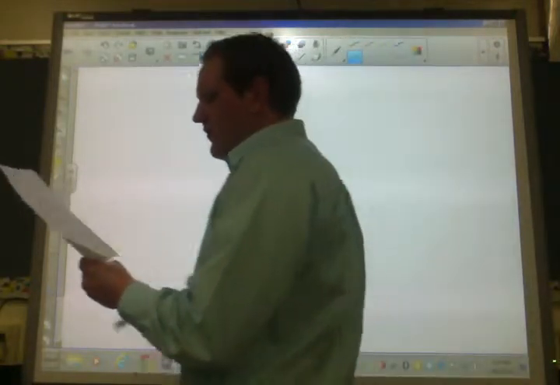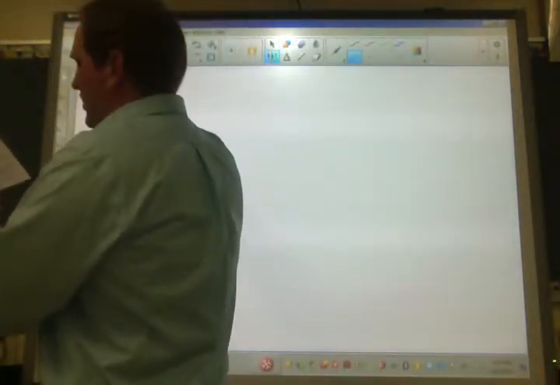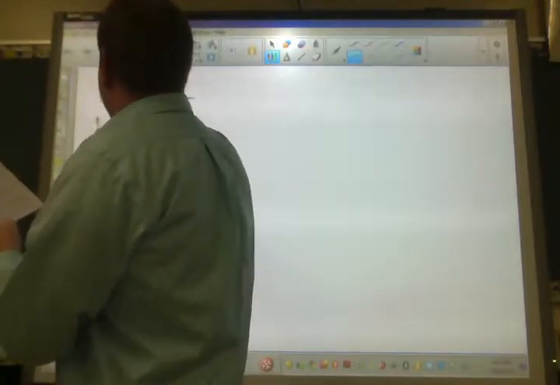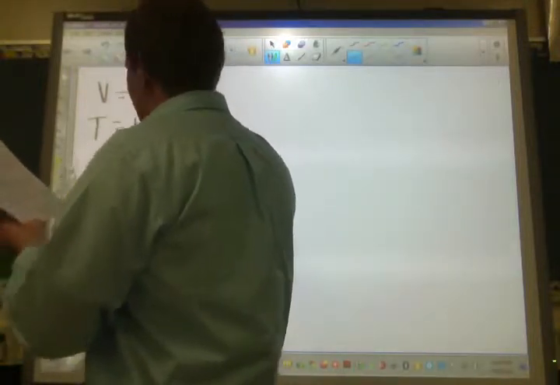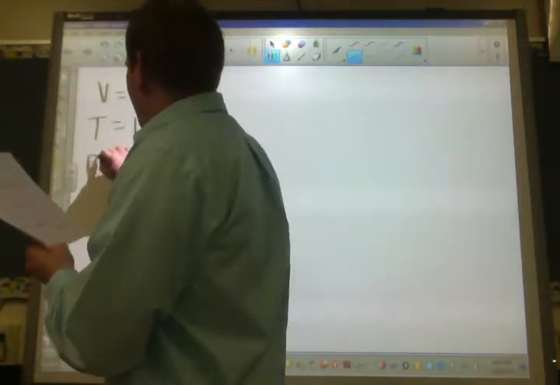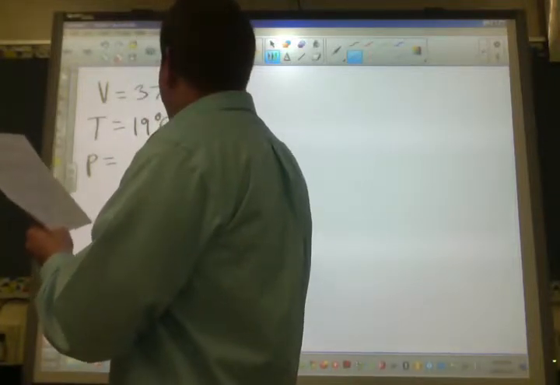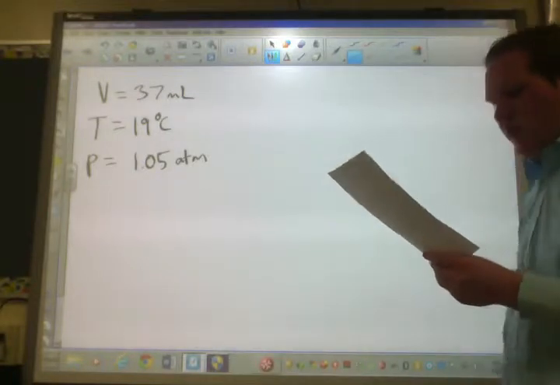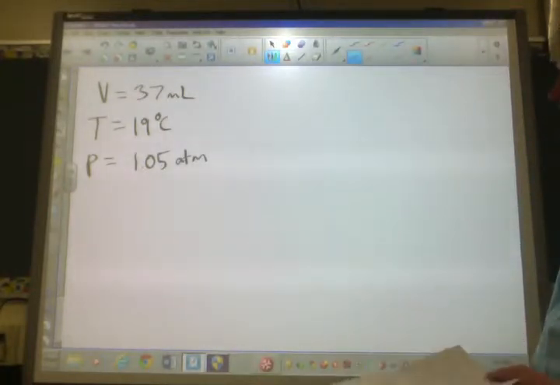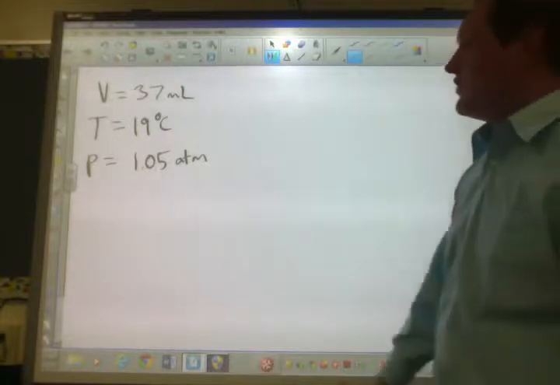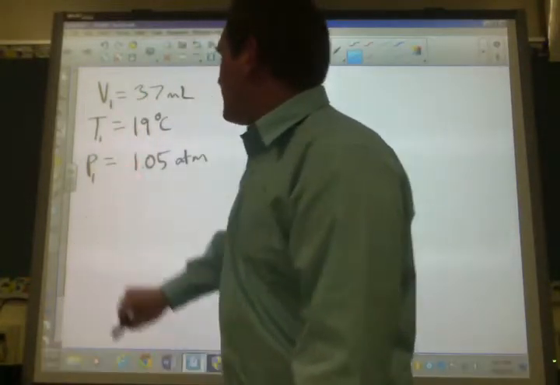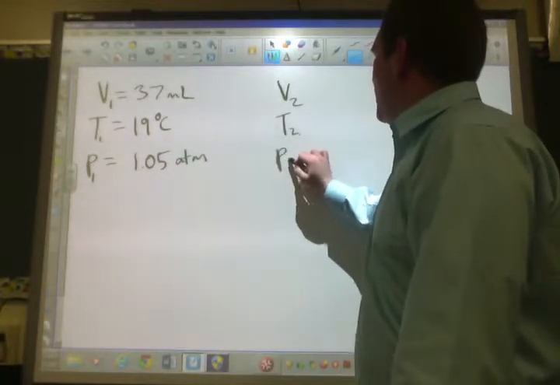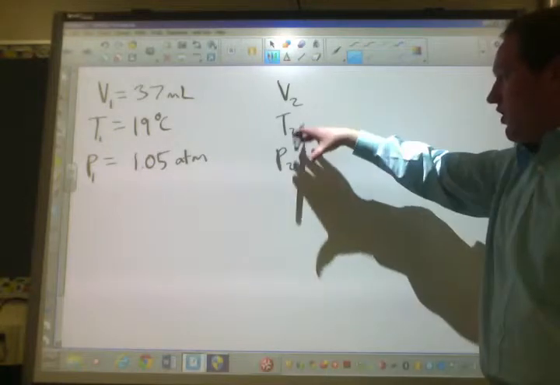Okay, so anyway, the volume is 37 milliliters. The temperature is 19 degrees Celsius, and the pressure is 1.05 atm. And what I want to do is compare this to the conditions that would exist at STP. So really what I'm doing is I'm saying if the initial volume, temperature, and pressure are this, what are V2, T2, and P2 going to look like if these are our STP?